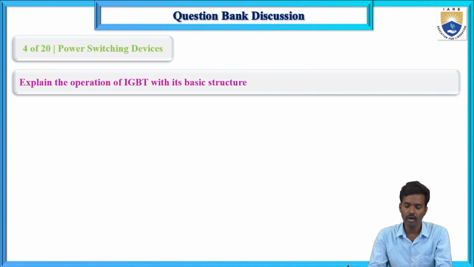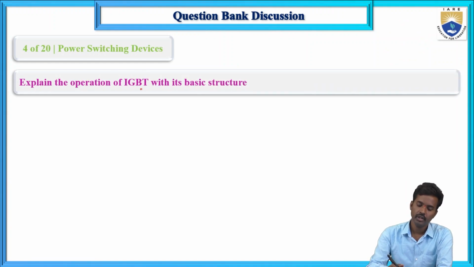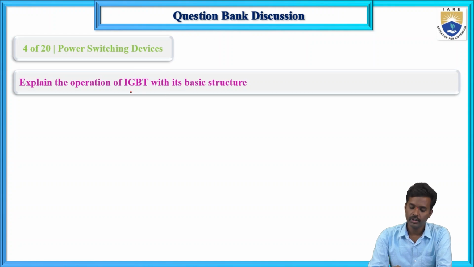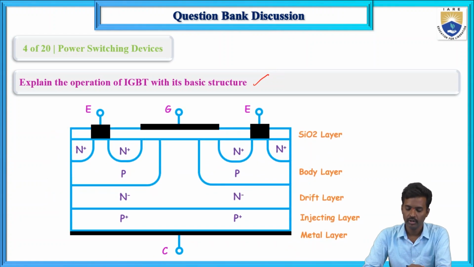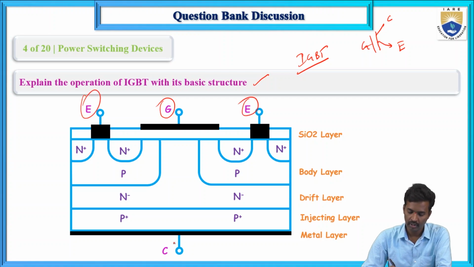Next, the fourth one: explain the operation of the IGBT, the insulated gate bipolar transistor, with its basic structure. What is the structure here? This is the structure of an IGBT. How many terminals are here? Gate, collector, emitter. So this is the gate, emitter and collector.